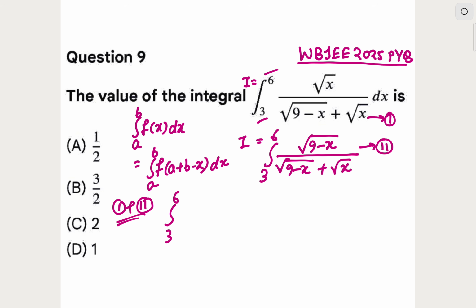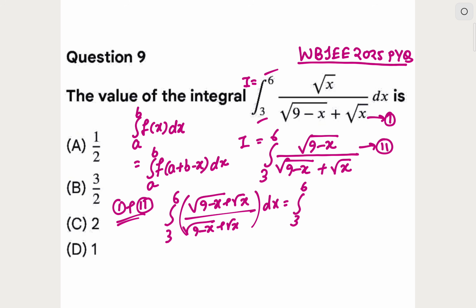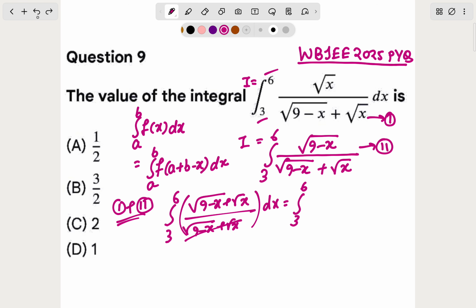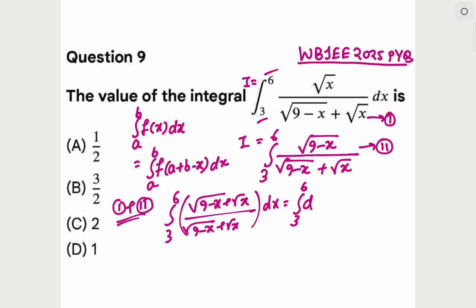integral of 3 to 6, equation 1 plus equation 2 will become √9 minus x plus √x divided by √9 minus x plus √x dx is equal to integral 3 to 6. See, this will get cancelled with this one, so it will become just dx. So it's x from 3 to 6. And once again, see, we are adding this I and I, so it will become 2I.